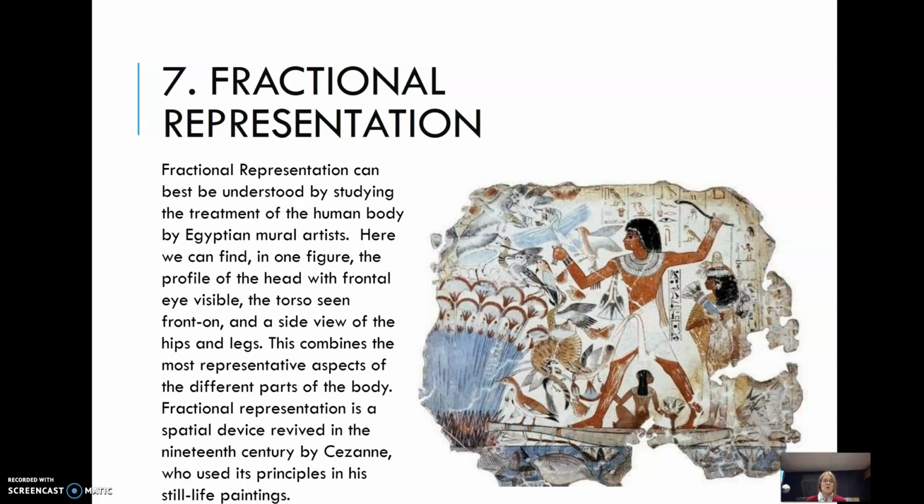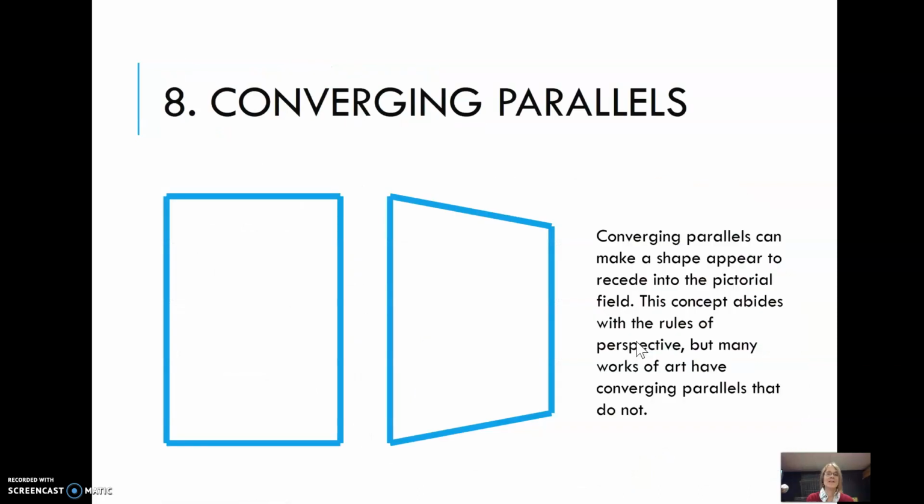It combines the most representative aspects of the different parts of the body, and it is a spatial device that was revived in the 19th century by Cezanne, who we just studied when we looked at Impressionist artists, who used its principle in his still life paintings. So that's pretty cool.